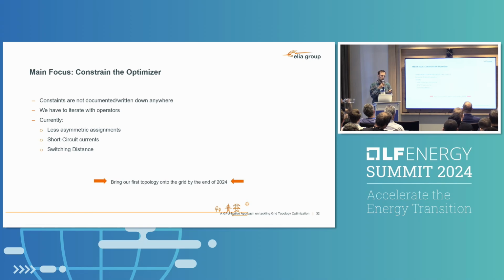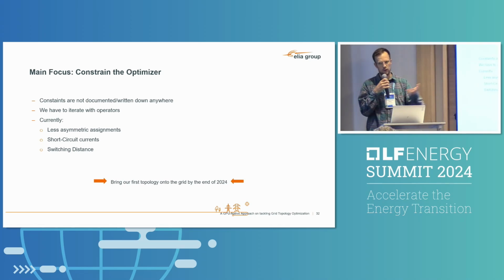As Nico already explained, some of the constraints have not been written down. They are from experience. So what we're currently trying to find out via different iterations is to get this written down and somehow formalized so that we can integrate it as constraints. We are now in close contact with the grid operators. Some of them are here. Currently we are going to look at having less asymmetric assignments, also look at short circuit currents, and also look at the switching distance. So basically, you don't have to do too many switchings in a substation, to actually release the work for the grid operators.